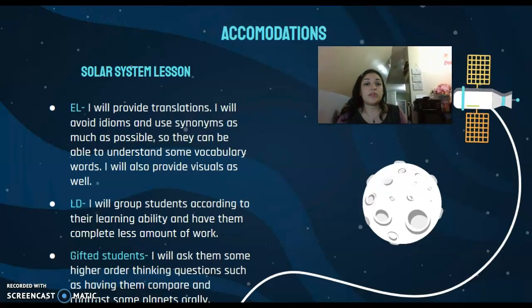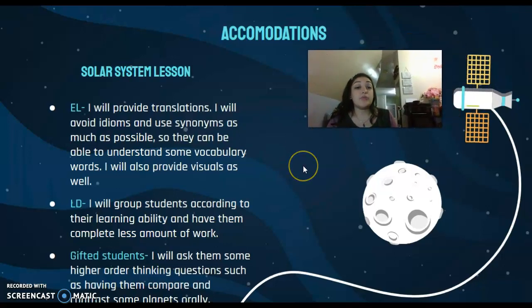For my LD students, I will group students according to their learning ability and have them complete less amount of work. I will also be walking around and working with any student that may have a hard time, or my struggling learners. For my gifted students, I will also ask them some higher order thinking questions as I walk around the classroom. I will have them compare and contrast some planets orally as I walk by so that they can think about the differences of each planet.